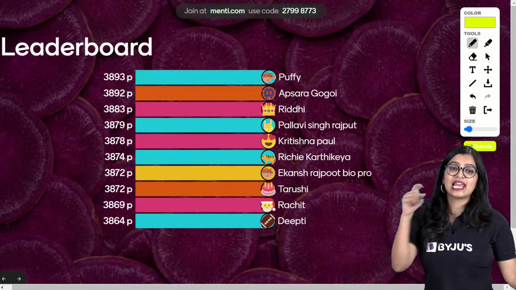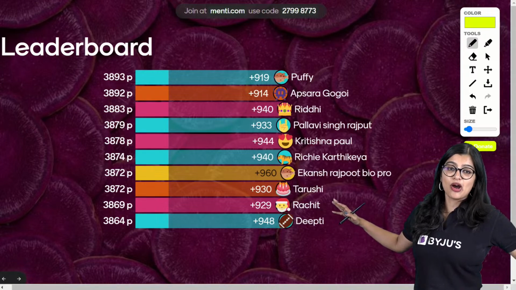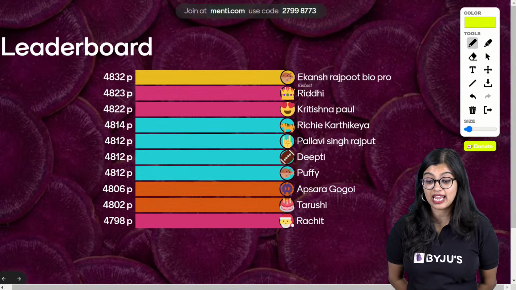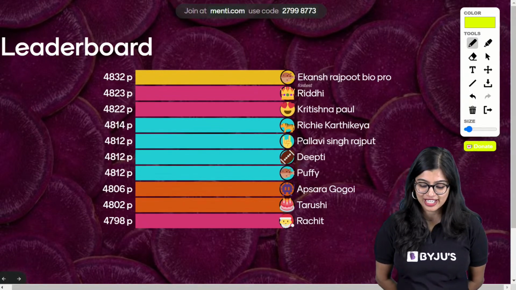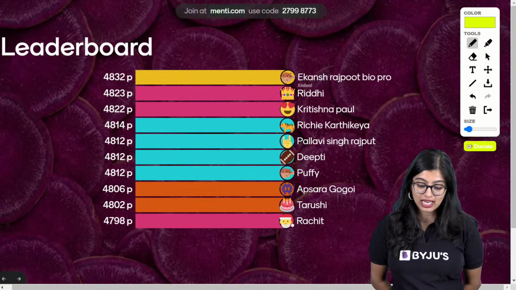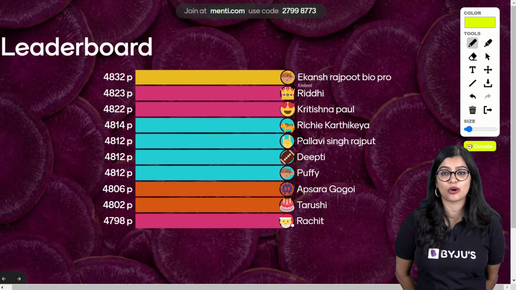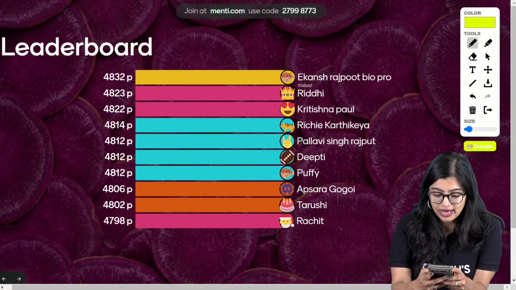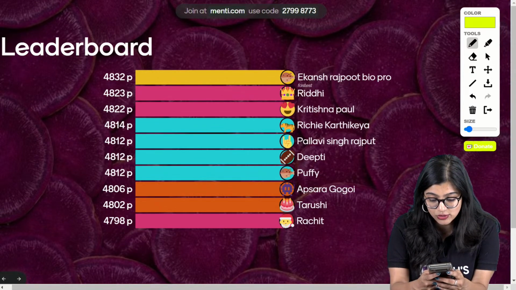So now very quickly, everybody, first leaderboard, okay? Very important. This is the first leaderboard, and I can see that on top I have Ekansh Rajput, who's a bio pro. Then I have Riddhi, Kritensha, Richie, Pallavi Singh Rajput, Deepthi, Puffy, Apsara, Tarushi, and Rachit, who have made it to the top 10, right?